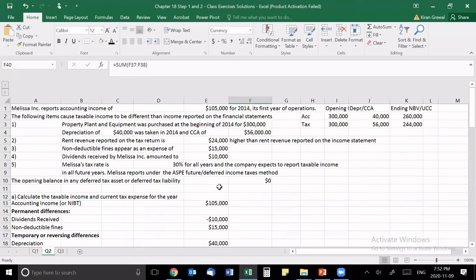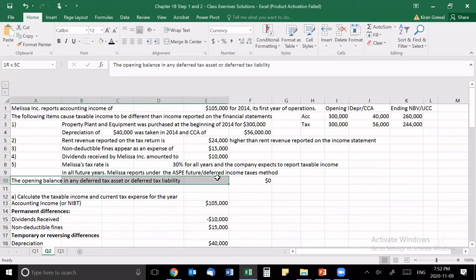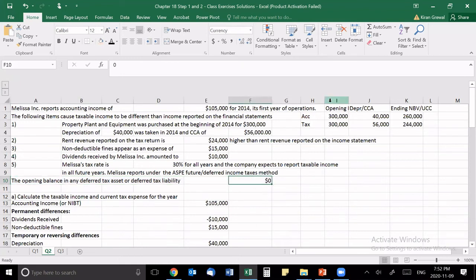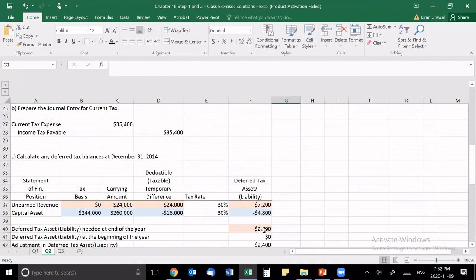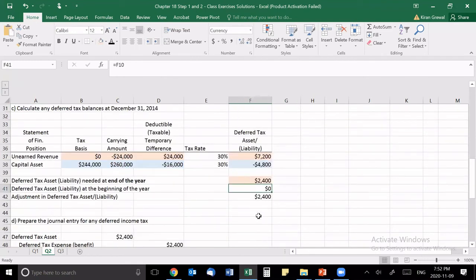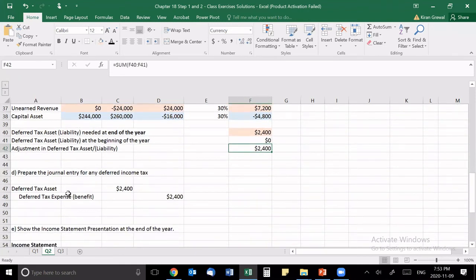So if you go back to the question, here it says the opening balance of any deferred tax asset or deferred tax liability is 0. Okay, so because this is the first year of operations, we already know that there is no balances anywhere, so that's 0 there. And then we know that the adjustment we have to make, the journal entry, is 2,400. So we're going to debit our deferred tax asset, 2,400, and we're going to credit our deferred tax expense / benefit, 2,400.